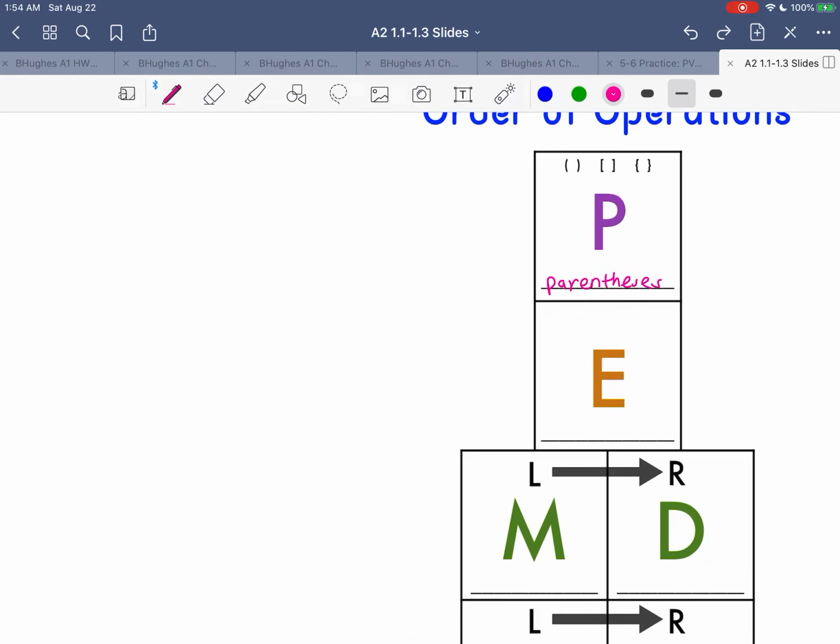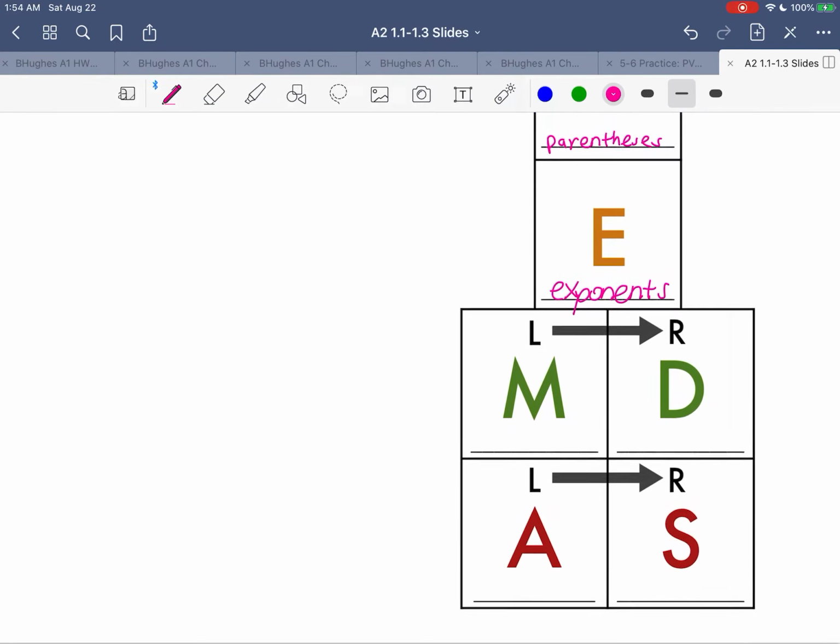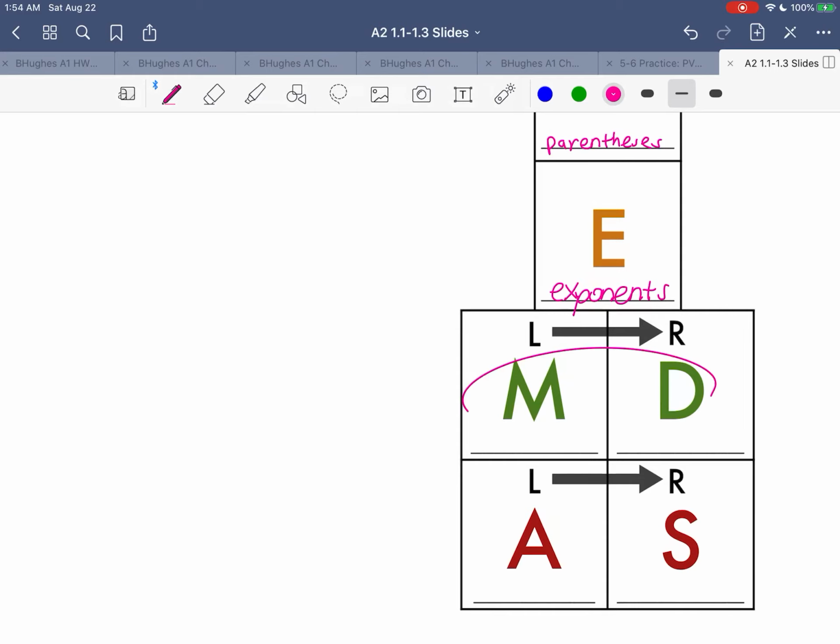The second step in the order of operations, working our way down, is exponents. And honestly, parentheses and exponents can kind of take place at the same time because they're separate things from each other. Then we get to our operations, multiplying and dividing and adding and subtracting. And you'll notice that I have them on the same step.